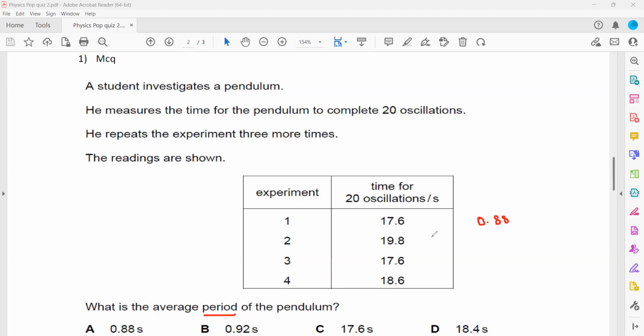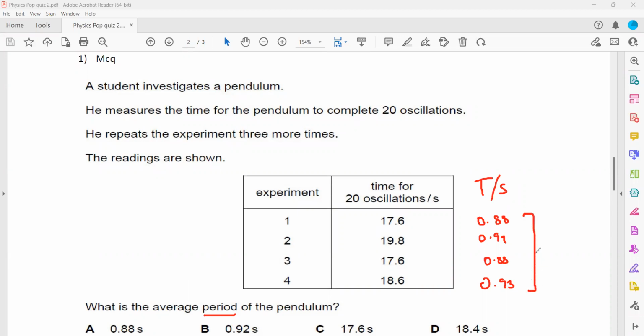Then it will be 19.8 divided by 20. So we'll know how much time it takes to complete one oscillation: the total time divided by the number of oscillations, that will be 0.99. Then we have 17.6, so again it will be 0.88, and 18.6 divided by 20 is equal to 0.93. So these are the time periods, but we need an average.